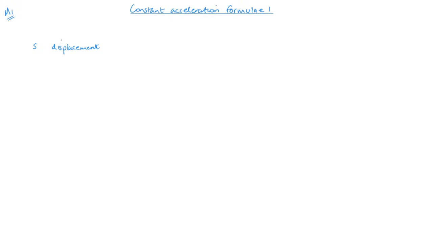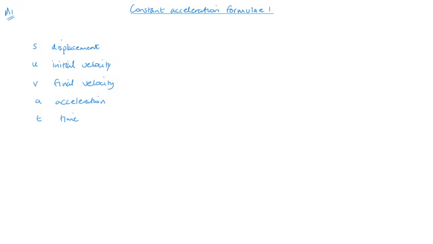So S for displacement, U for initial velocity, and then V is for final velocity. A is obviously the acceleration. And then finally T is time.